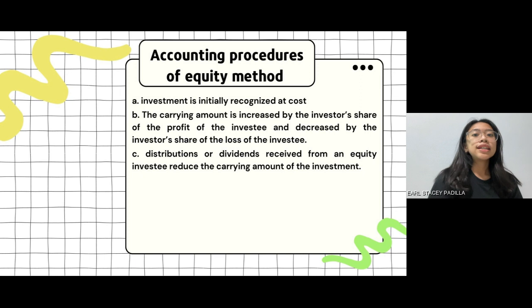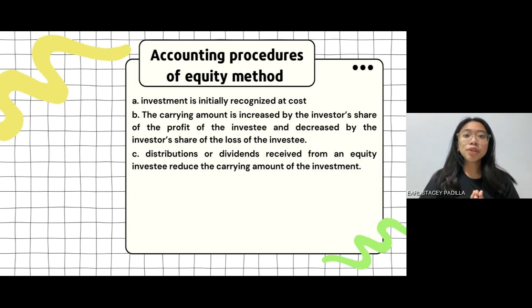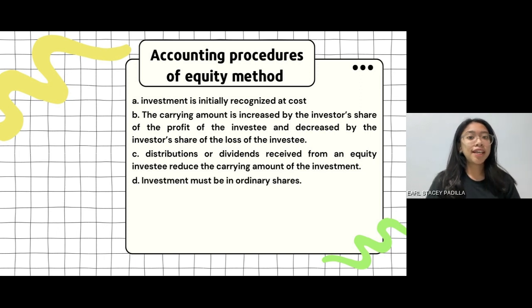Next would be letter C. Distributions or dividends received from an equity investee reduce the carrying amount of the investment. Dividends received from an equity investee are not recognized as dividend income but as a return of investment. Next, letter D. Investment must be in ordinary shares.